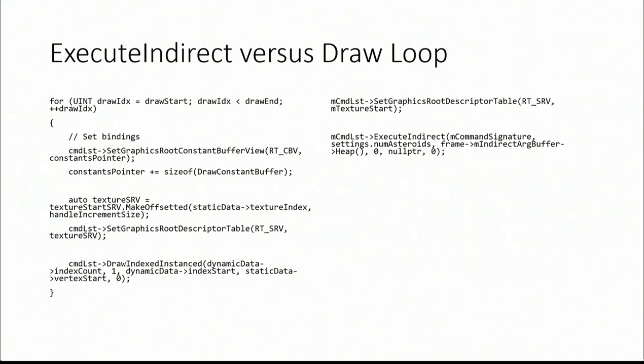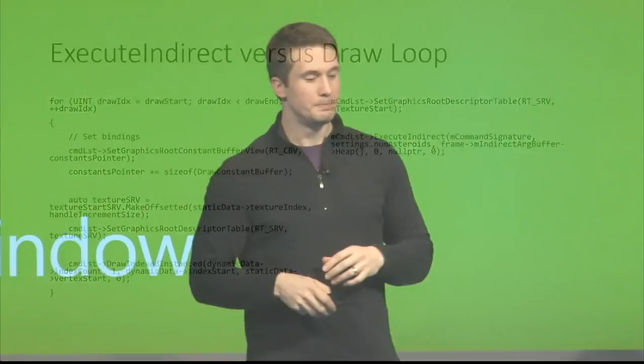In fact, if your rendering parameters allow, you can pre-bake the command and reuse it from one frame to the next. And that's exactly what you see on the right. We're setting a root descriptor table, and then we execute indirect on a pre-built indirect draw buffer.